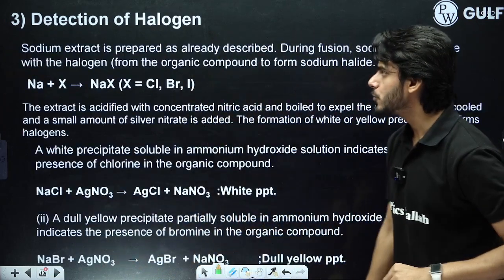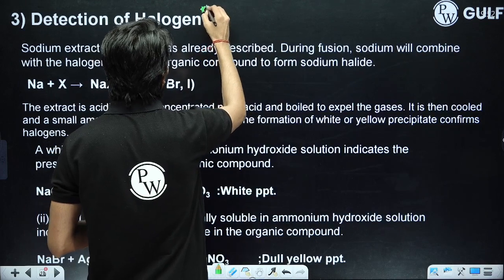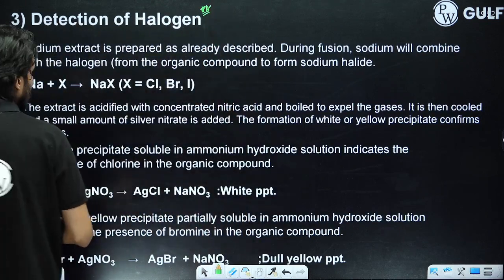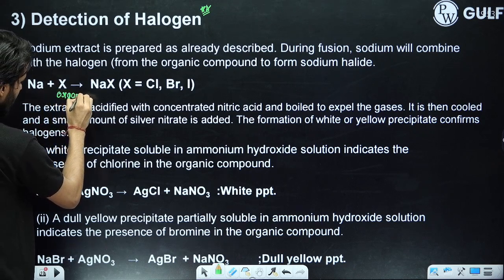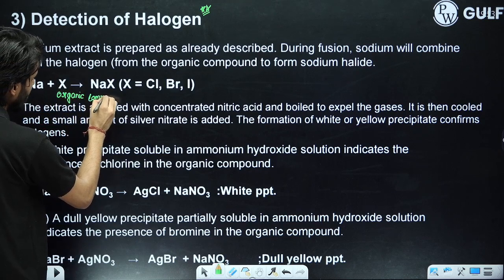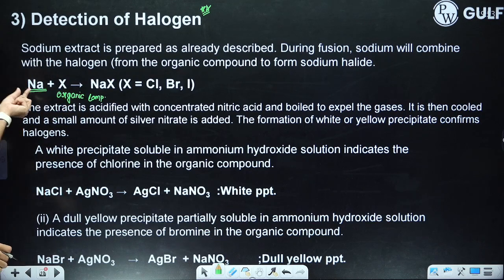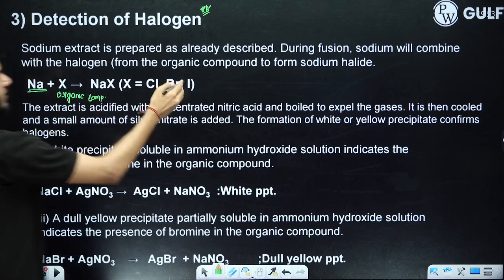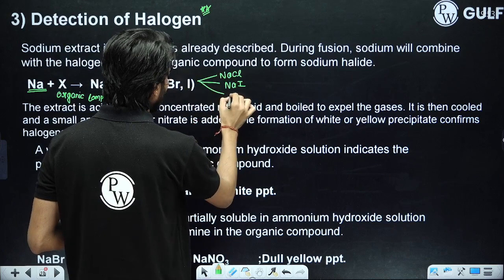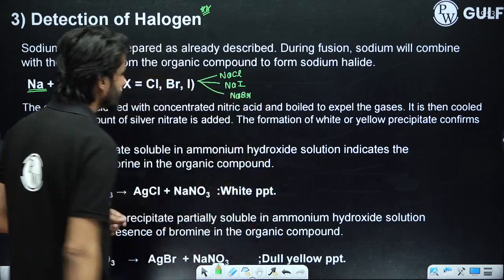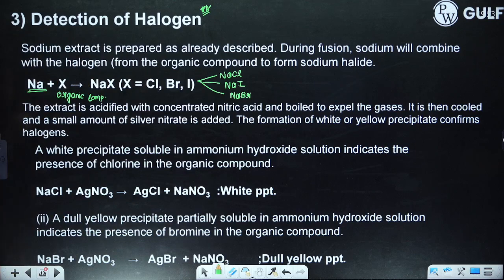Now, let's move to the detection of halogen. Again, you will have to make the Lassaigne extract, the sodium extract. So you will have your halogen from the organic compound, which is going to react with the sodium, guys. As soon as this sodium reacts with the organic compound, chlorine, bromine or iodine, it is going to make the Lassaigne extract for you. For example, it can be NaCl, NaI, or NaBr. Okay, then what will happen? In case of the first one, NaCl, this chlorine is from the organic compound that you have taken, which you want to detect.